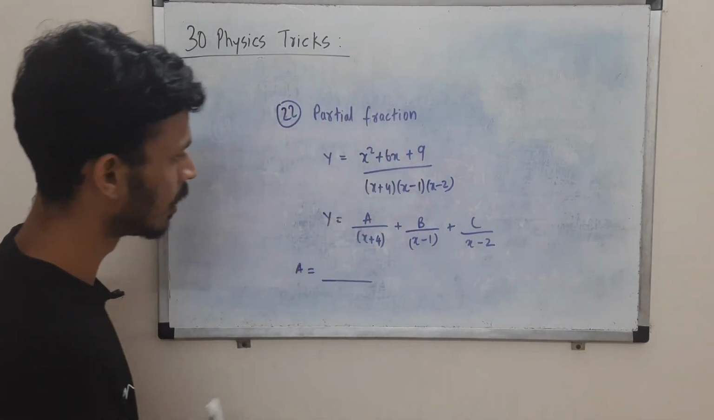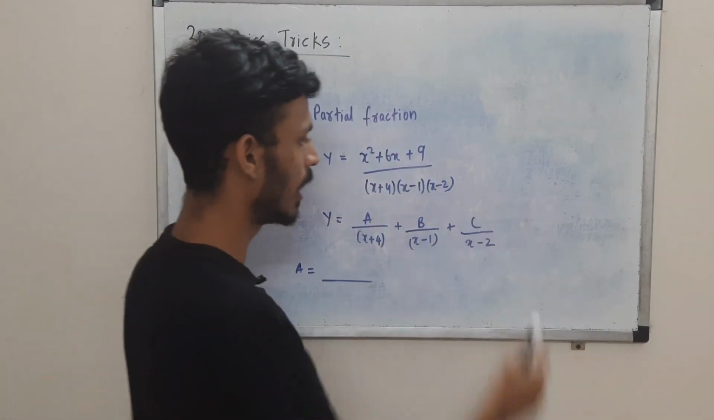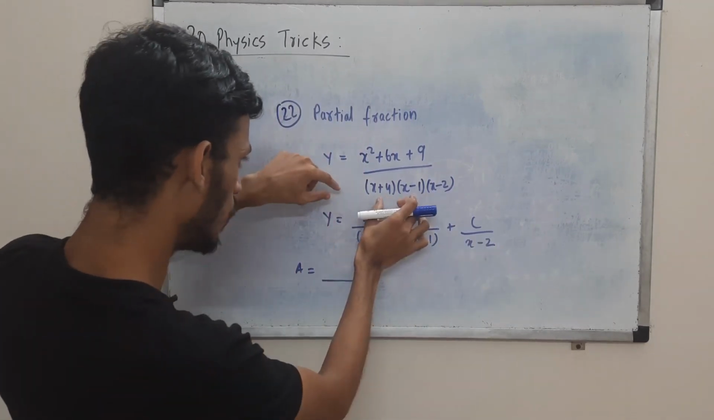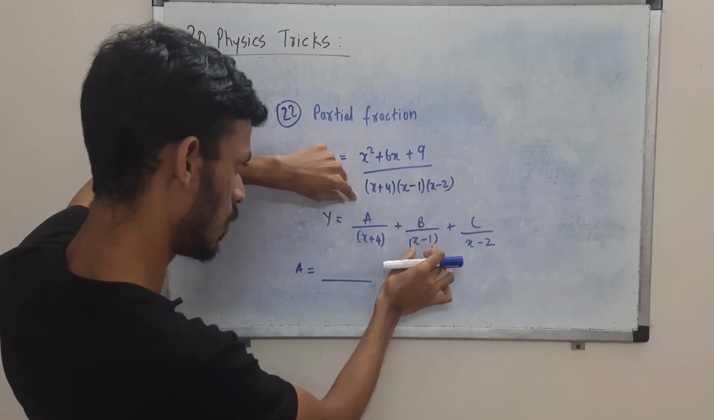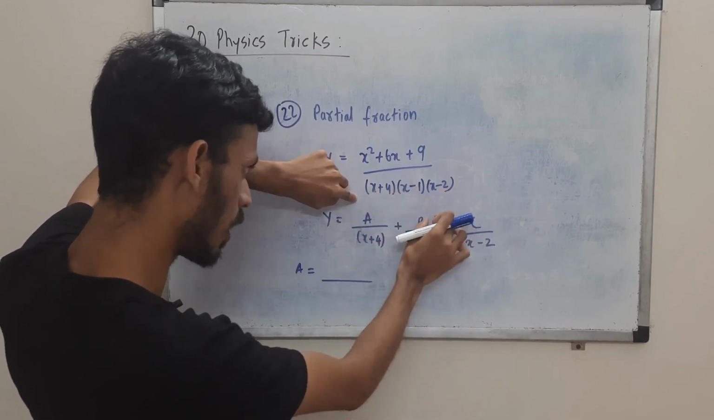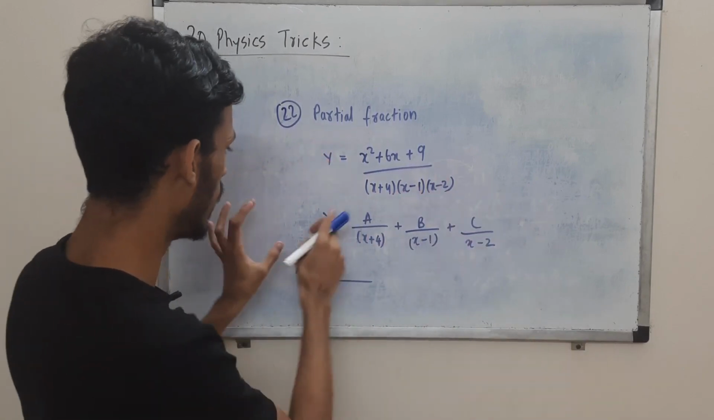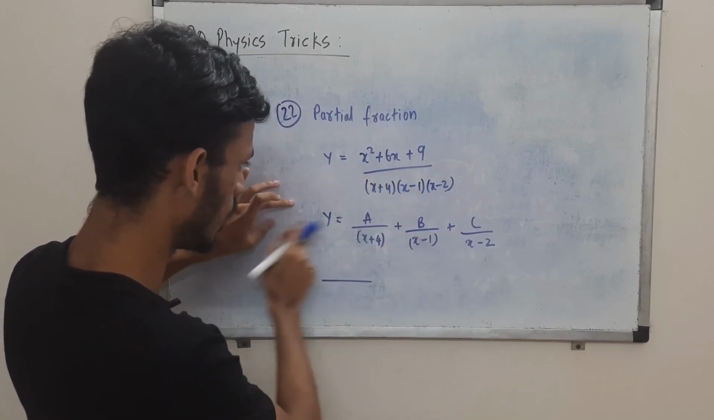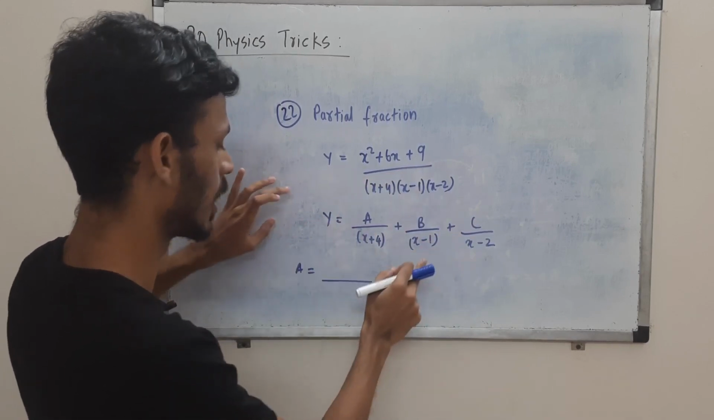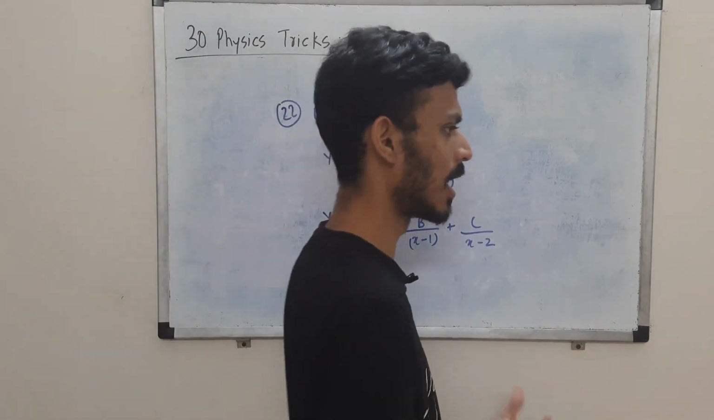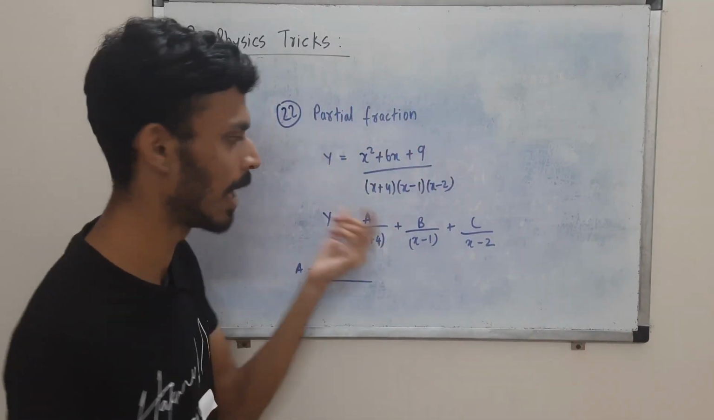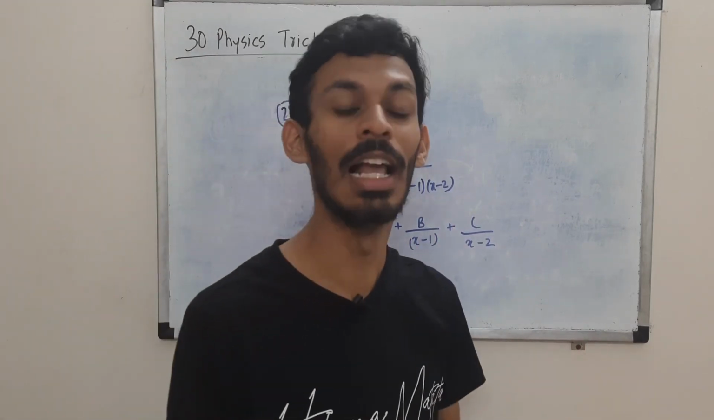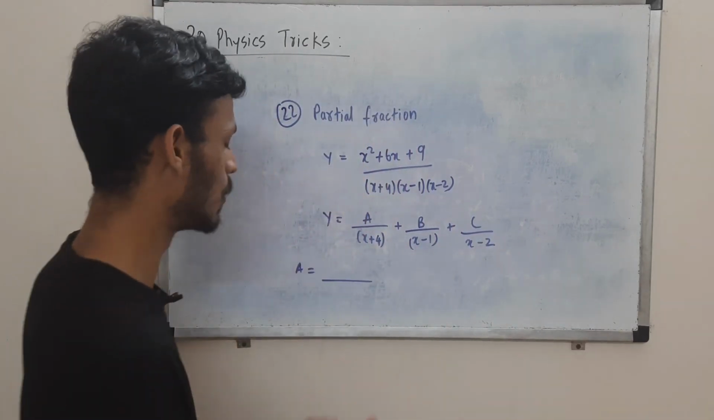Now here the objective is to find A, B and C. This can be done by taking the LCM, and this 2 will come with A, this x minus 1 will go, and this 2 will come with B and so on. Then you can cancel the denominators on both sides, write y over here, put certain values and find equations, solve them and obtain A, B and C. But that is the long way of doing it. Let's cut the crap and see how to do it in a short way.